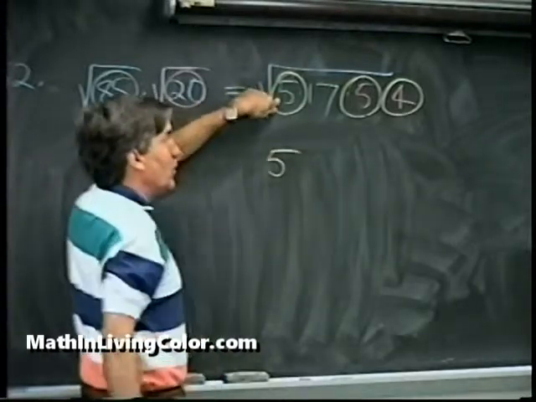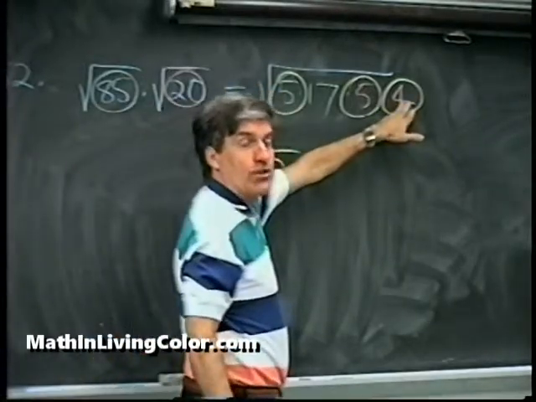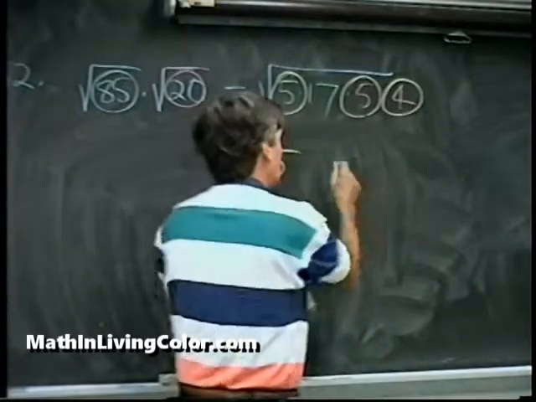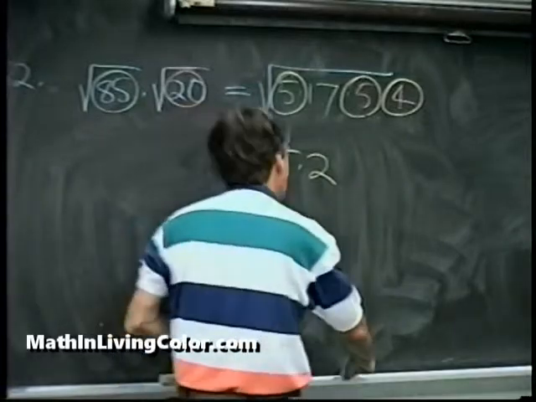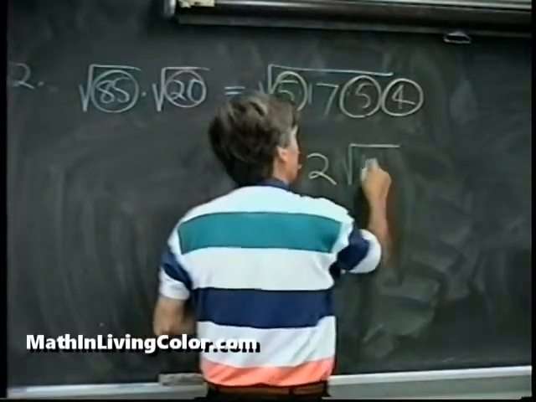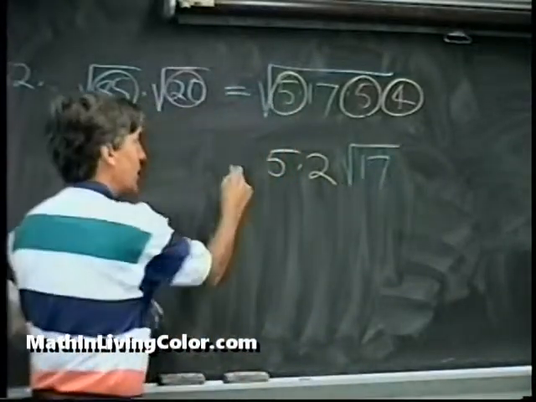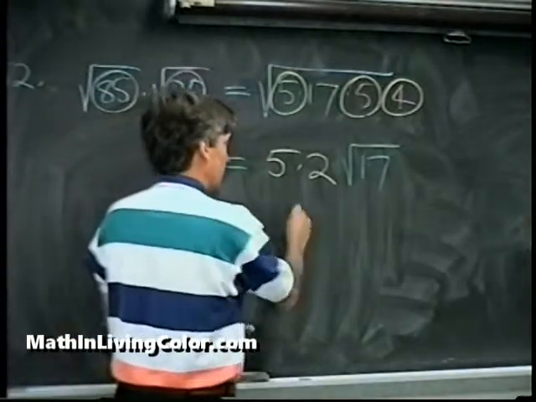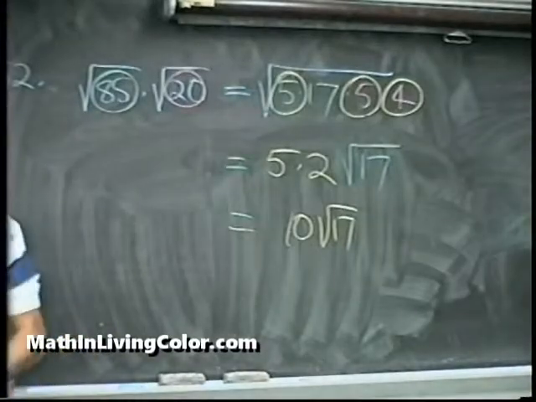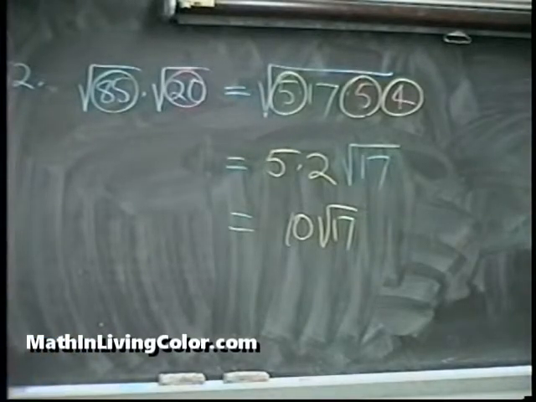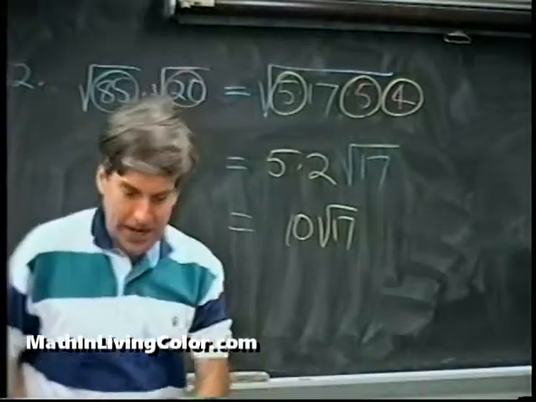When you see the 4 is the square, what's the square root of 4? 2. 5 times 2. And then everything that's left stays inside the radical, which would be the square root of 17. And then what's your answer? 10 times the square root of 17. Okay? Any questions on that? All right? That's all for this assignment.